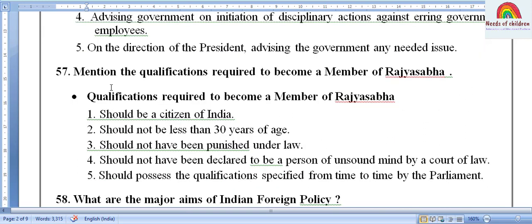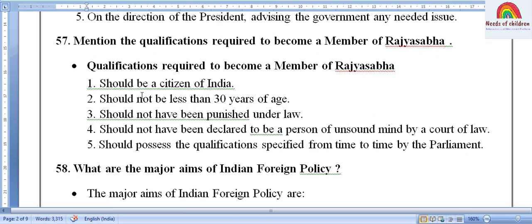So next question, here it is friends. Mention the qualifications required to become a member of Rajya Sabha. So this is the question from the 9th standard political science, union government. So the answer for this question.